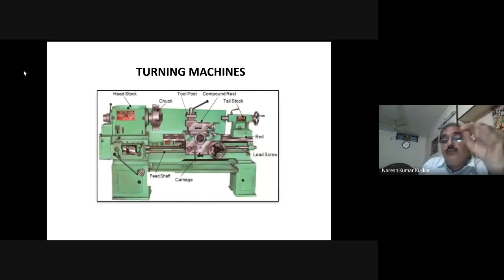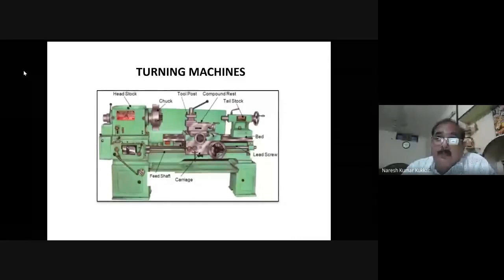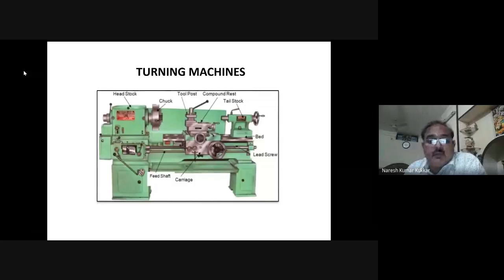In which direction can the tool post move? The tool post can move both ways, forward and backward, and both right and left. So it can move to create the desired shape we want, by chipping away one by one from the main shaft.